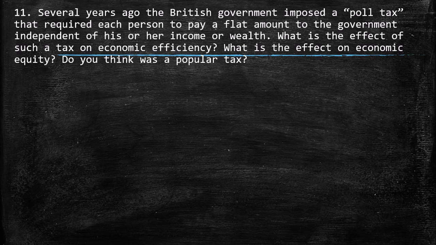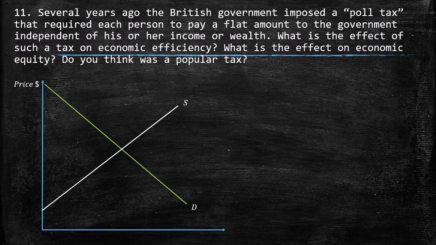So several years ago the British government imposed a poll tax that required each person to pay a flat amount to the government independent of his or her income or wealth. What is the effect of such a tax on economic efficiency? What is the effect on economic equity? Do you think it was a popular tax?